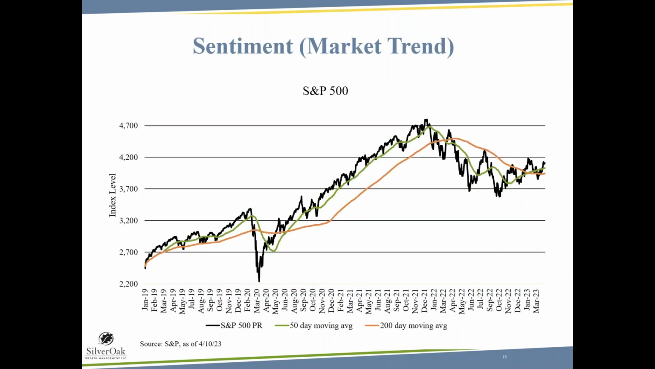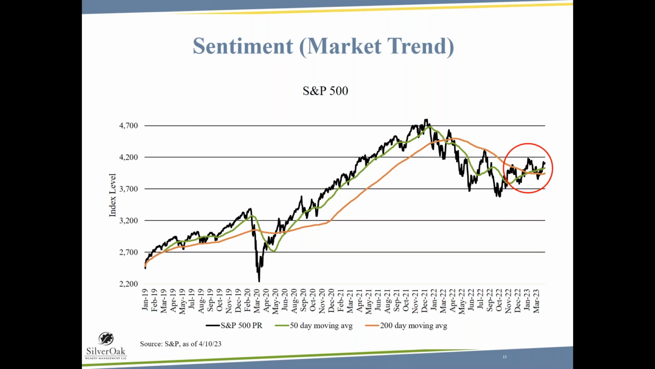So the most positive thing on our dashboard is the sentiment. And so interestingly, what we're showing you is the S&P 500, or the market itself. And one of the things that we can glean is that we did have a low point in October, and the market, through fits and starts, has actually been in an uptrend. And so one of the things we look at is when that green line, which is the 50-day moving average, crosses through that orange line, which is the 200-day moving average, that has typically been a bullish situation.